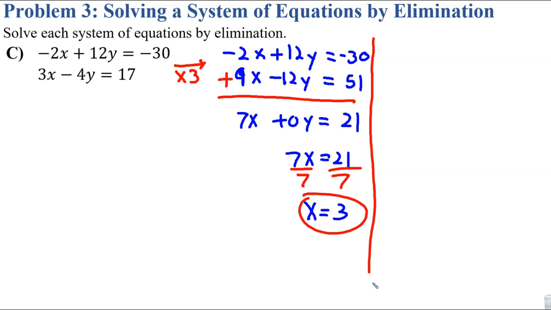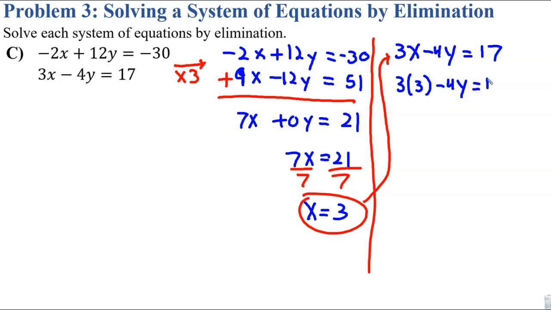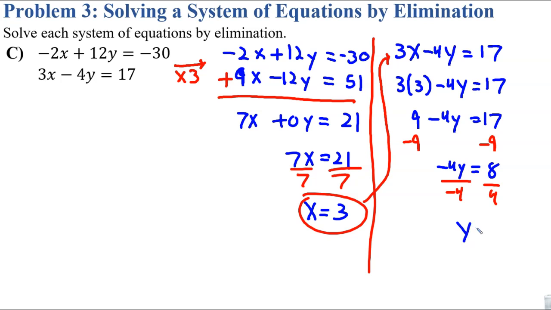So there's half of my solution, x equals 3. And I'll take the simpler of the two beginning equations. We'll go with 3x minus 4y is equal to 17. Again, either one will work, but pick the one with the smaller numbers. I'm going to substitute the x I just found in. So we've got 3 times 3 minus 4y is equal to 17. So 9 minus 4y is equal to 17. Subtract 9 on both sides. That'll give me negative 4y is equal to 8. And then divide both sides by negative 4. That'll give me y is equal to, whoops, we need the negative here, negative 2.